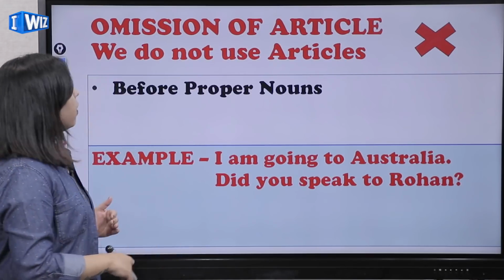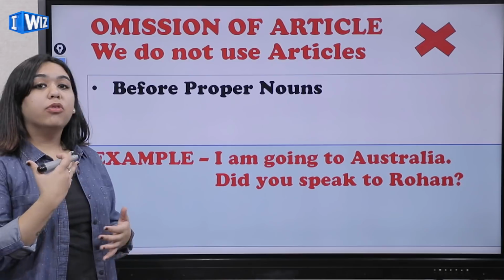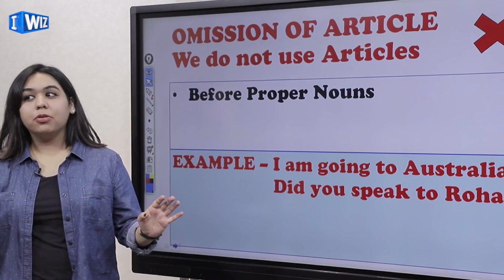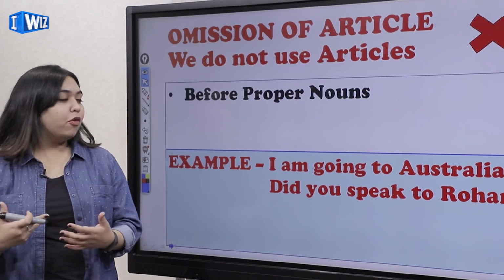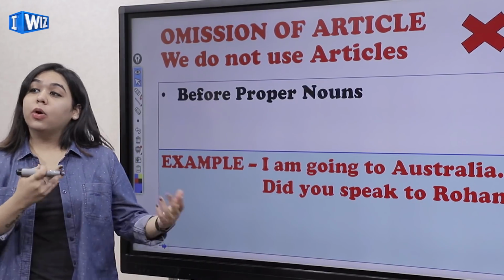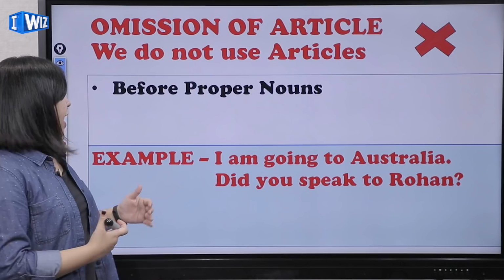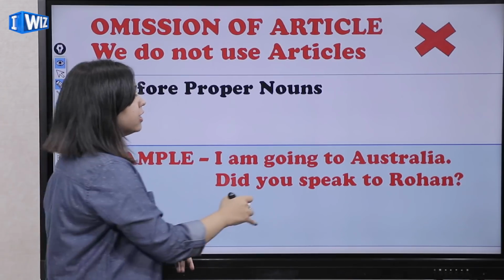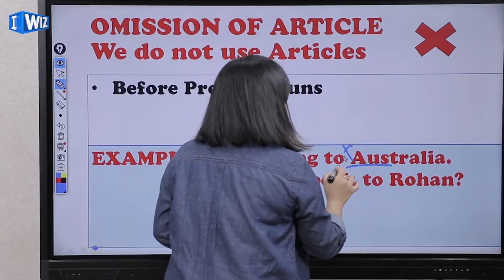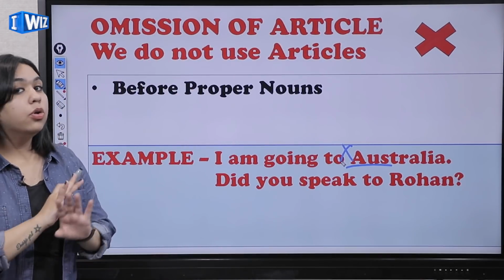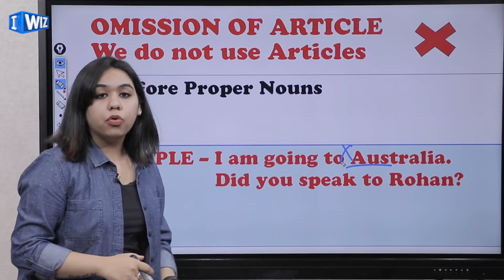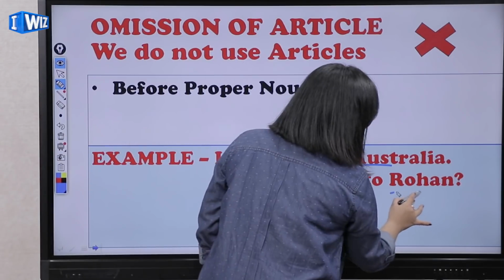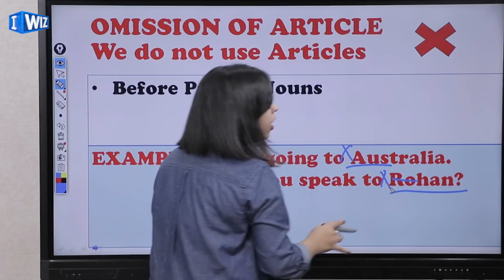The first one is before proper nouns. We are not going to repeat what nouns are because we've discussed it before, and if you've not seen it, go and check out the videos on nouns. Let's move forward. Now I am going to Australia. Australia is a proper noun, so I will not use any article, a or the. Did you speak to Rohan? Again, Rohan is a proper noun, no article before Rohan.